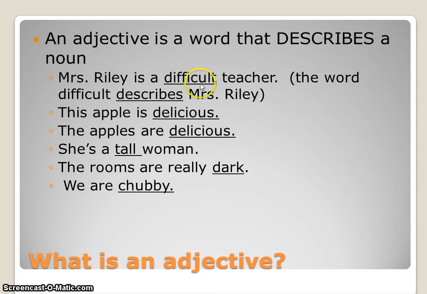Miss Riley is a difficult teacher. Difficult is describing what kind of teacher she is. The rooms are really dark. Dark is describing the rooms.